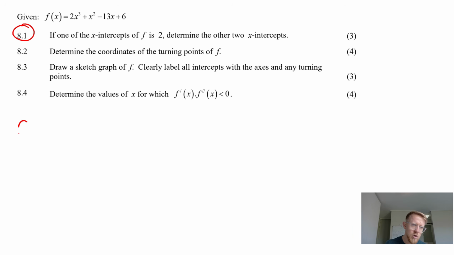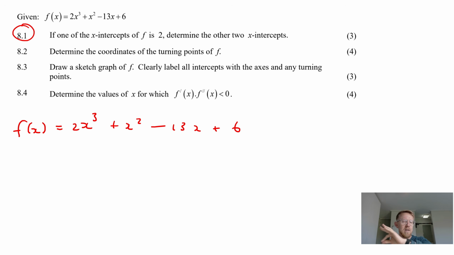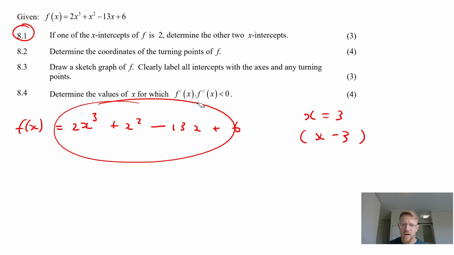So normally, if you were given f of x equals 2x cubed plus x squared minus 13x plus 6, and I said, go find the x-intercepts, what would you normally do? Well, you would normally start by plugging in a random number, and you would keep plugging in a random number until you ended up getting a 0, right? And let's say that number was, I don't know, x equals 3, as an example. Then you would make a bracket, and you would say x minus 3, and then you would have to go work out the other ones.